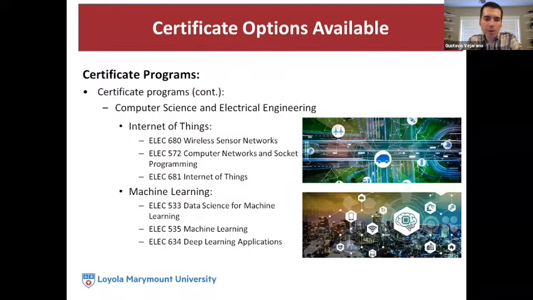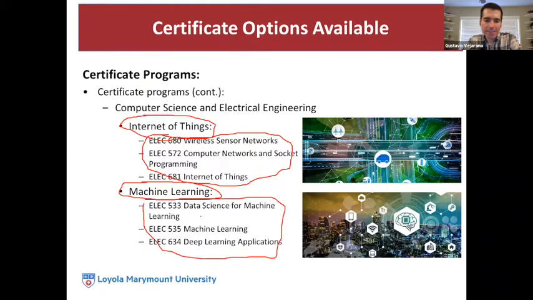These are the certificate programs that we have within electrical engineering. There's one on Internet of Things, another one on machine learning. And here you have the courses. The courses for the Internet of Things certificate are wireless sensor networks, computer networks and socket programming, and the Internet of Things. The courses for machine learning are data science, machine learning, and deep learning applications. The terminal courses emphasize projects, so students need to complete a project to finish the certificate.